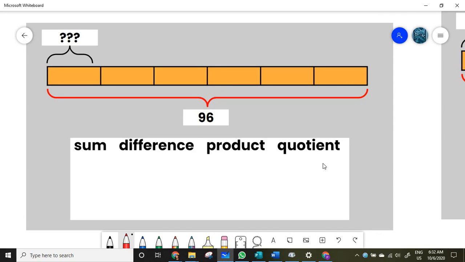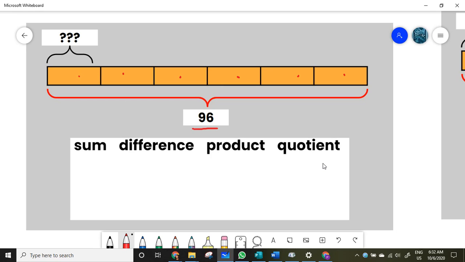Here is another bar model that is split into equal parts, but this time we don't know how much one part is worth. We don't know the value of one part. We do know the whole value. So we still have two numbers here. We have our whole value, and then we have how many parts we have. 1, 2, 3, 4, 5, 6.